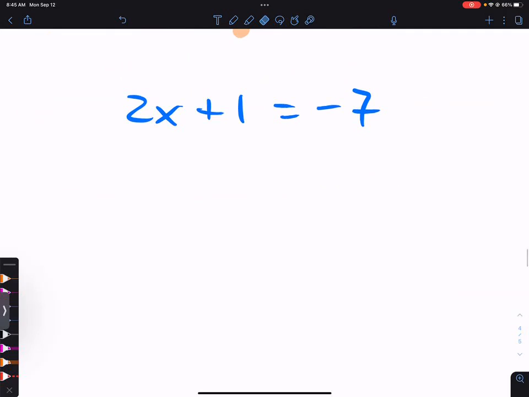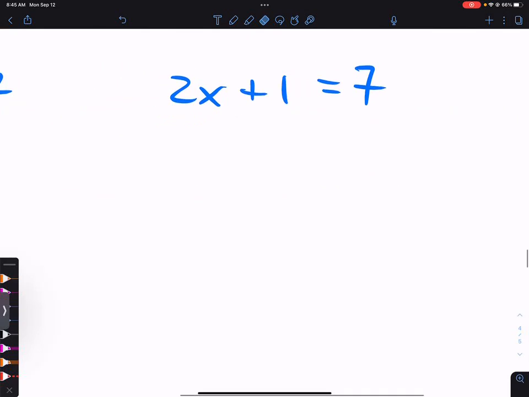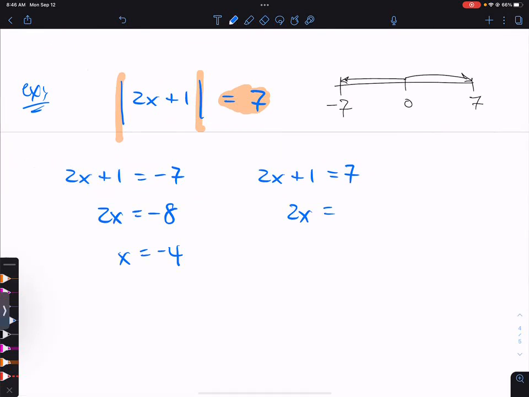Well, on one hand, we have this, which is easy enough to manage, right? Just a linear equation, move stuff away, subtract 1, divide by 2. And we have this. Same deal. Linear equation, easy enough, subtract 1, divide by 2. You're good to go. We're just solving 2 of them at once, right? To get the 2 solutions here. So 2x is negative 8, x is negative 4, 2x is 6, so x is 3.